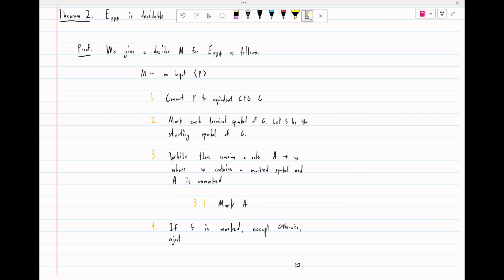And then you just check. If you marked the start symbol, then you should accept. Or sorry, reject. I mixed this up. Because then there is a sequence of rules, a derivation, that starts with the start variable and goes to terminal symbols, generating some string. So the language can't be empty. So this should say reject.